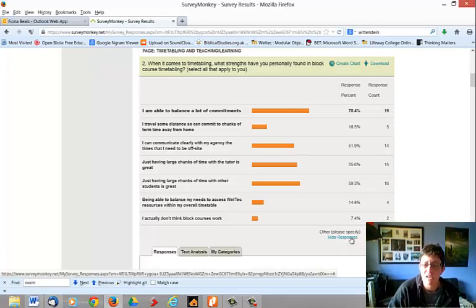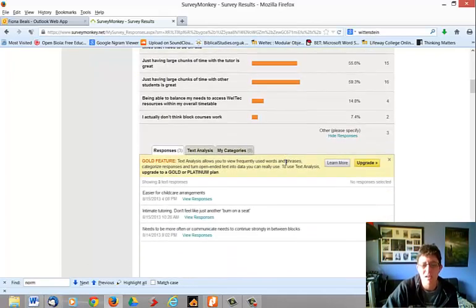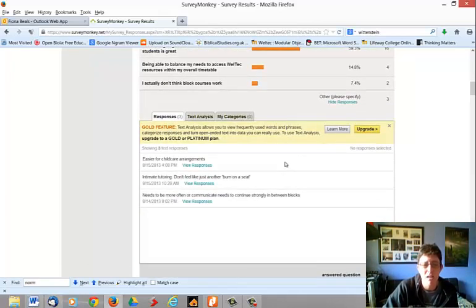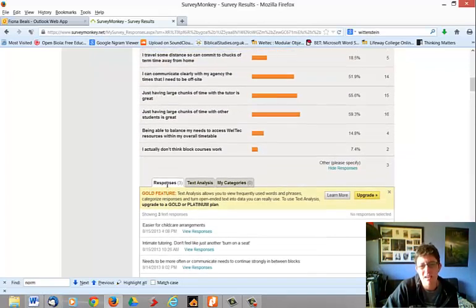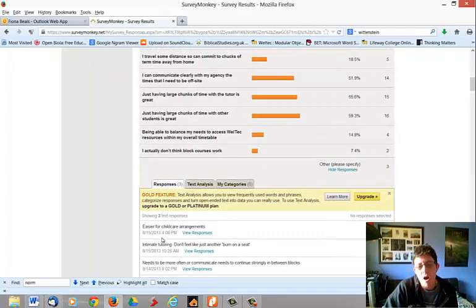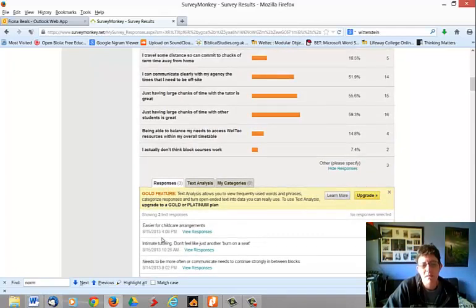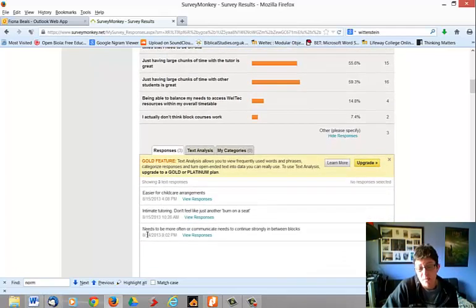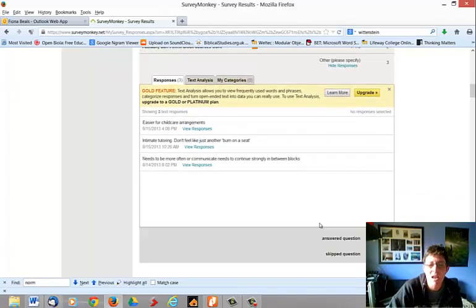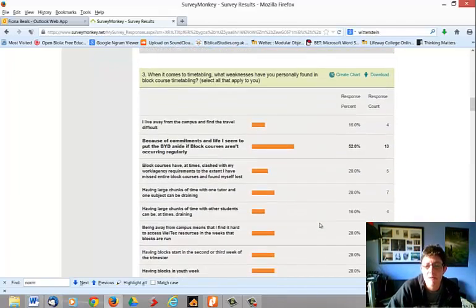And I also look at the others to see what I found here. Easier for childcare, intimate tutoring. Some people would actually then recluster that into time with tutor. I'm not going to. And at the same time, I've got needs to be more often, or communicate needs to continue strongly in between blocks. So that information I'm going to still use in my analysis as well.